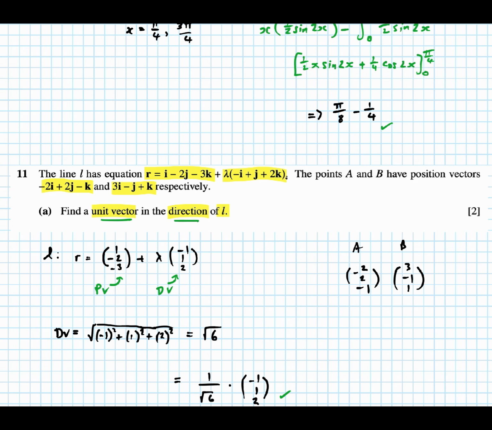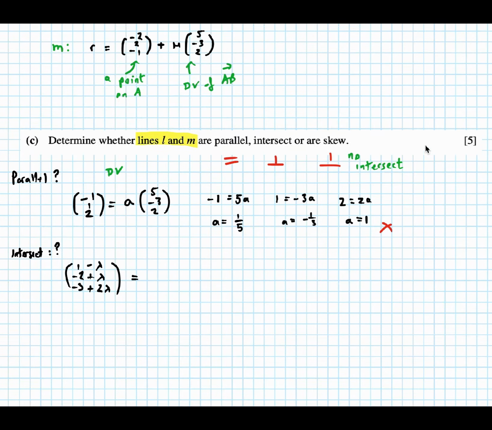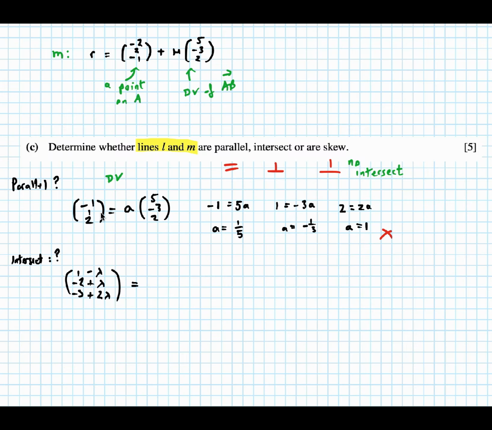Okay. So I'm just doing a freehand. 1 minus 2 minus 3. So 1 minus lambda, minus 2 plus lambda, and minus 3 plus 2 lambda was what we saw up there. We're going to equate it to answers we have as well. So you see from part B, you can see just above, I'm writing them out as well. So the last one there is minus 1 plus 2 mu.